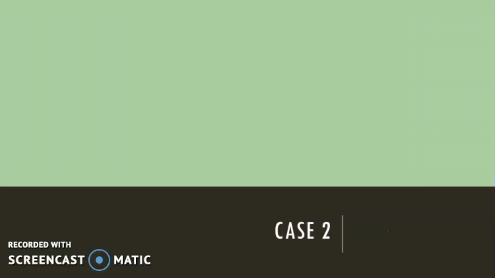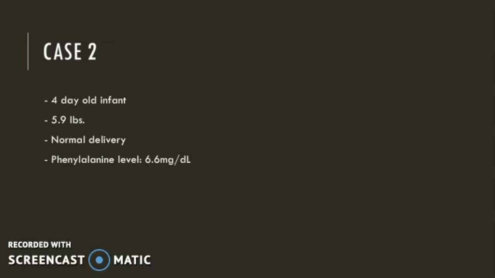The first case I selected was case number 2. A 4-day-old infant, patient A, is being followed in your clinic. Her birth weight was 5.9 pounds, and the delivery was normal. The results from a newborn screening demonstrated a phenylalanine level of 6.6 milligrams per deciliter. The normal range for this would be 1 to 2 milligrams per deciliter.